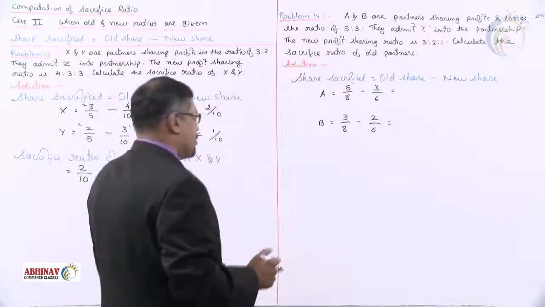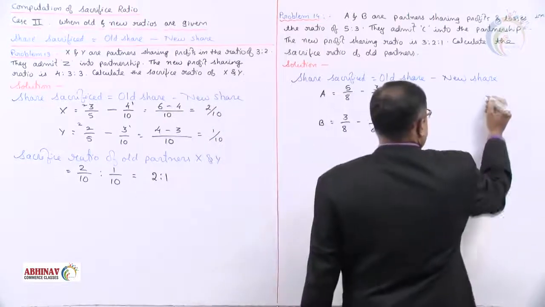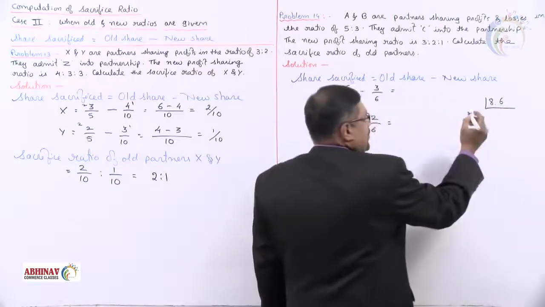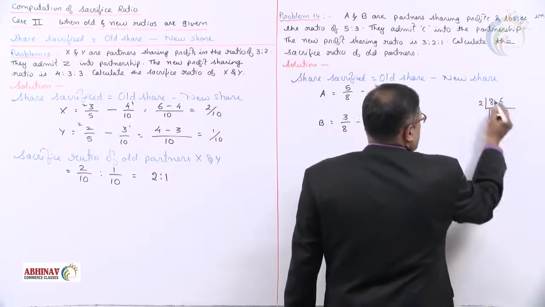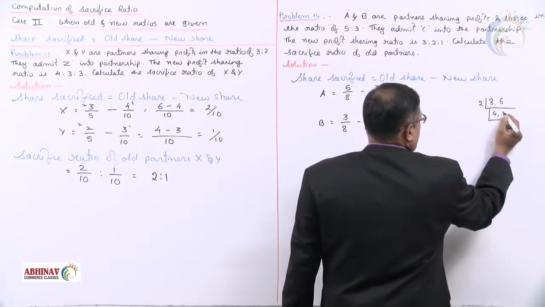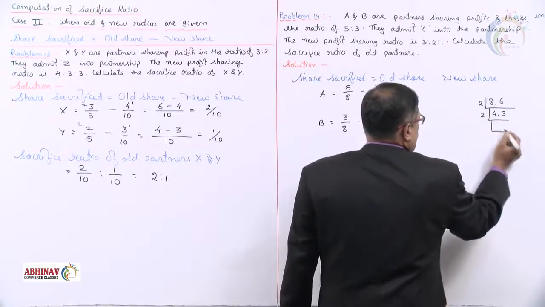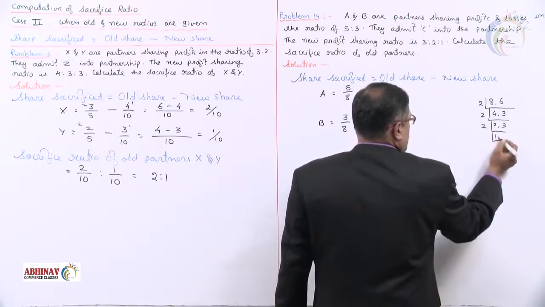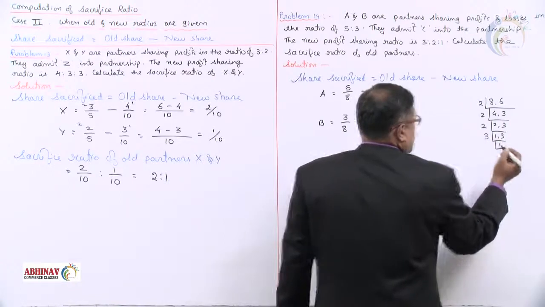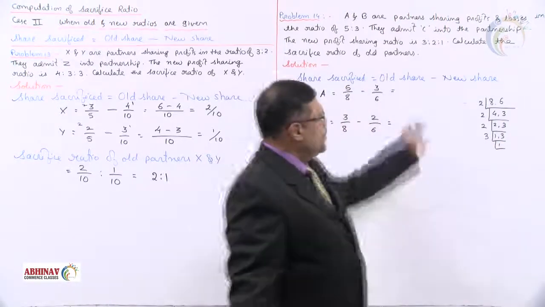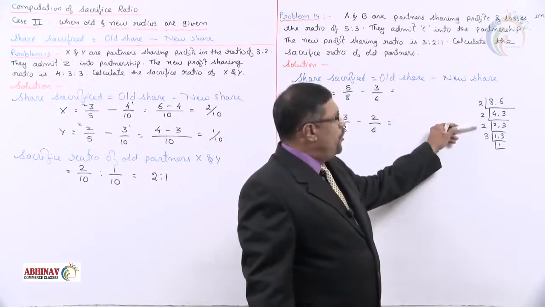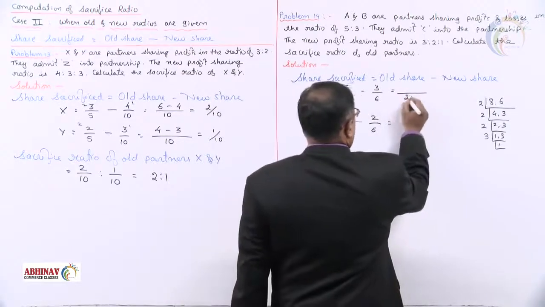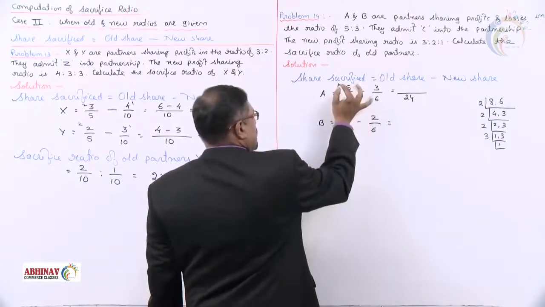Let us just check out again how to find the LCM of 8 and 6. Start with the minimum number, that is 2. 8 divided by 2, 4. 6 divided by 2 is 3. Again 2. 4 divided by 2 is 2 and this is 3. Again 2. This is 1, 3. So now what will be the LCM? 2 into 2 is 4. 4 into 2 is 8, into 3. What we get, the LCM is 24.